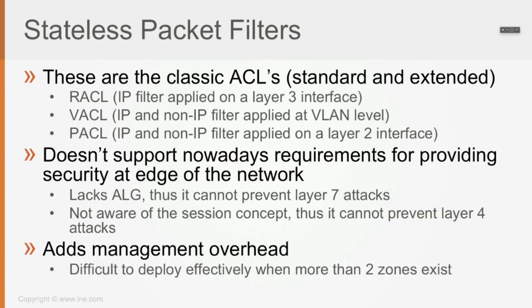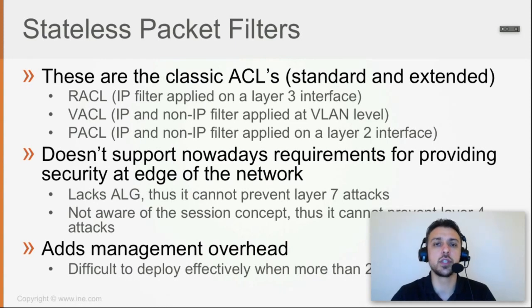And also it's going to add a lot of management overhead. It's very difficult to deploy effectively when more than 2 zones exist, because if you have 3 or 4 zones and you want to do filtering with an ACL, because the ACL filtering is unidirectional, you're going to need to do a lot of filtering back and forth, and you may even make a lot of mistakes in the end, because you're going to lose track of which traffic has to be allowed in which direction to begin with.